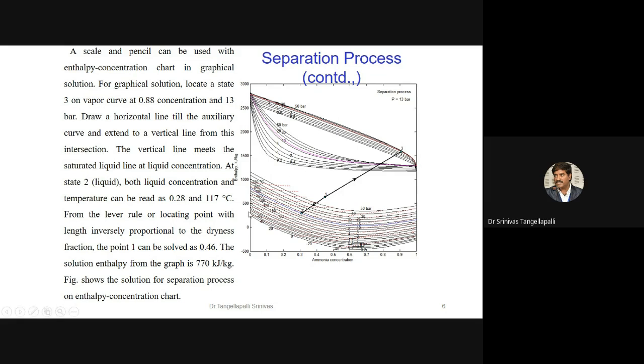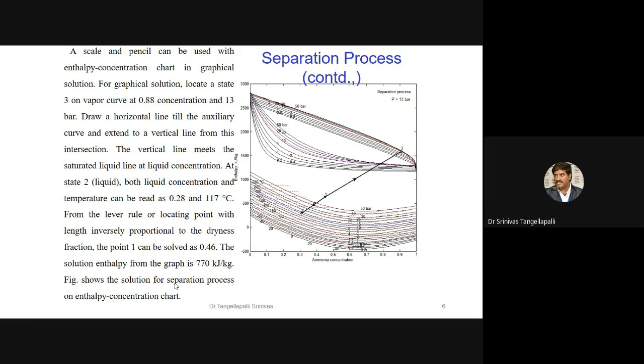Enthalpies you can read directly from the graphical solution: HL, H, HV, the enthalpy of the liquid, the enthalpy of the vapor, and the enthalpy of the mixture. Without using any formula, you may read all the enthalpies straight away. The solution enthalpy from the graph is 770 kilojoules per kg. You may also refer to the liquid enthalpy as well as the vapor enthalpy. So the figure shows the solutions for the separation process on the enthalpy concentration chart.